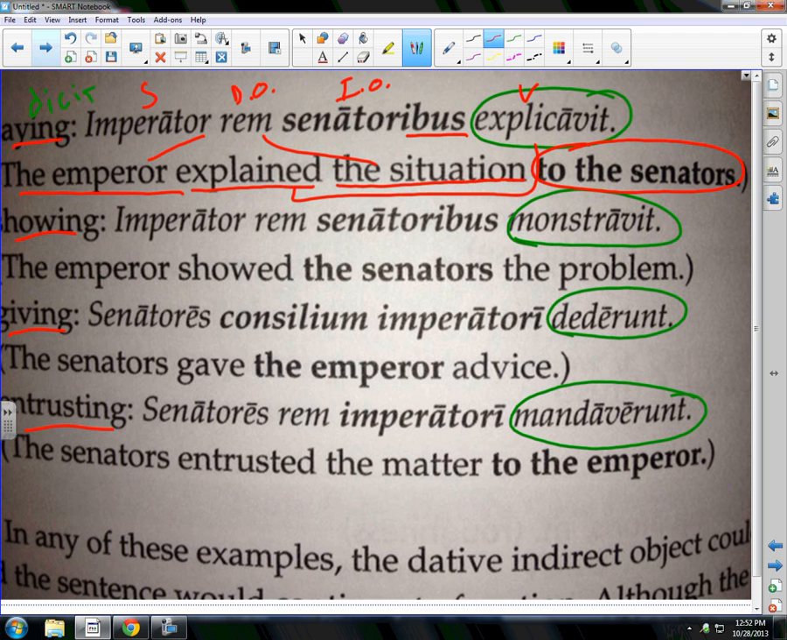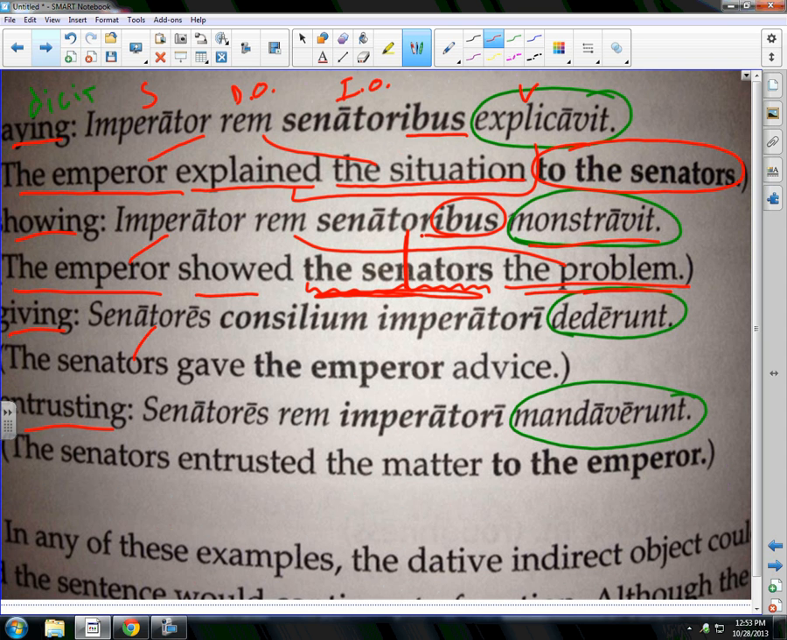Let's look at this one. We have the emperor. That's the person doing the action. Is it nominative? Yep. Showed is my verb right here. Showed the senators. That's who we're showing it to. So I'm going to squiggly line that. What are we showing them? The problem. We're showing them the problem, so we're good. That's accusative. That's what we're showing. Who are we showing it to? That's going to be our indirect object. Who or what we are showing it to is going to be our indirect object in the dative. That's why we have ibis there.